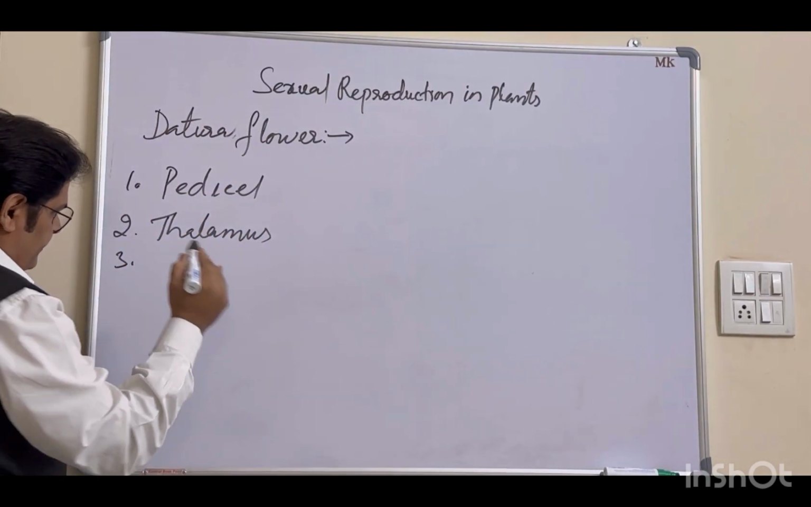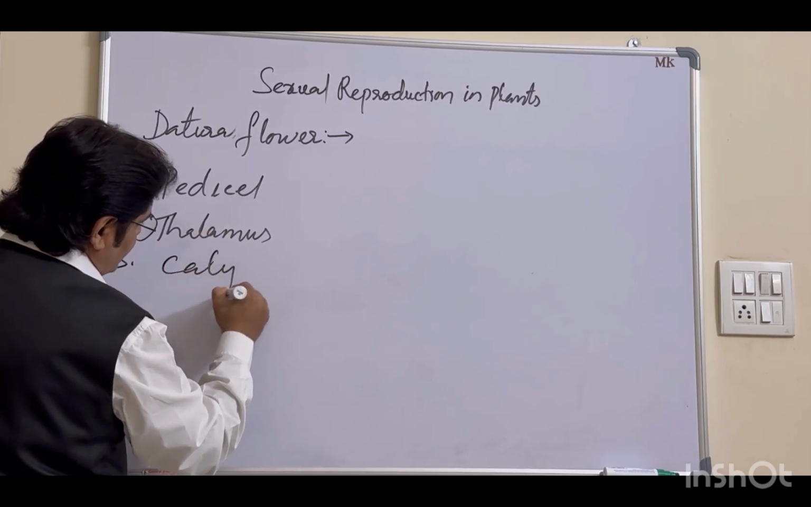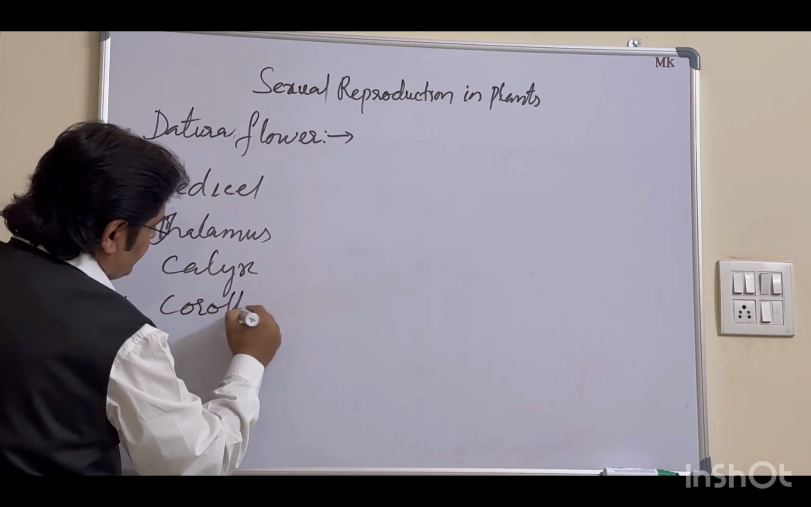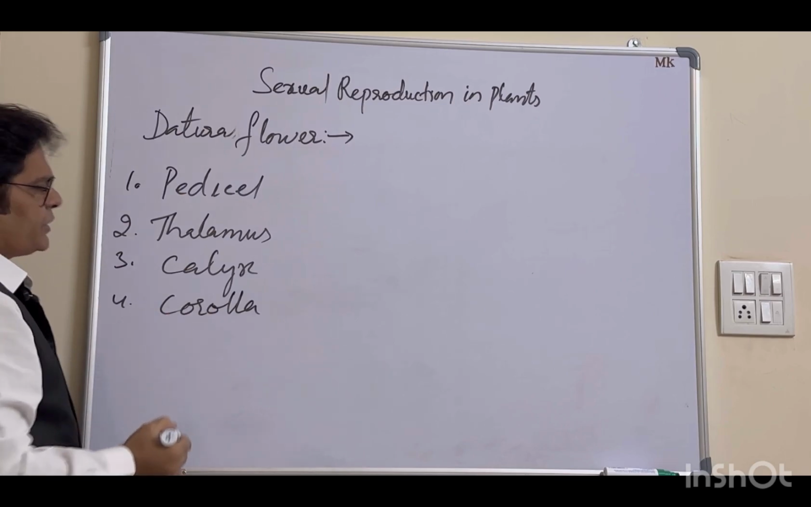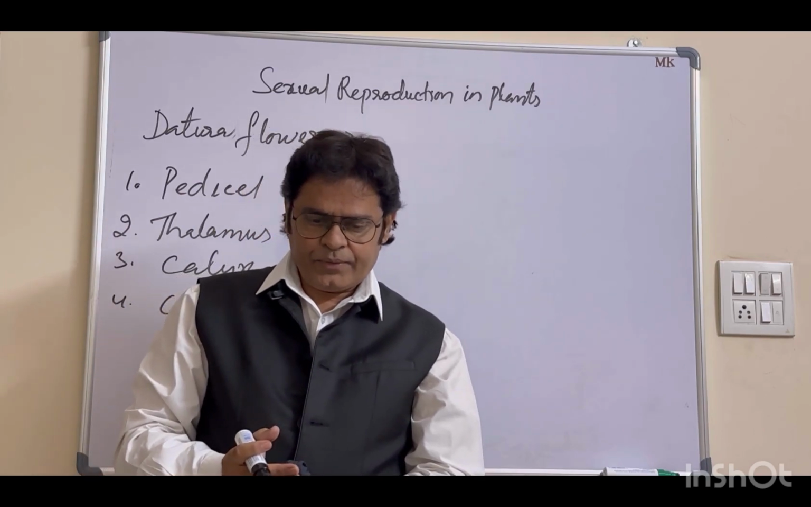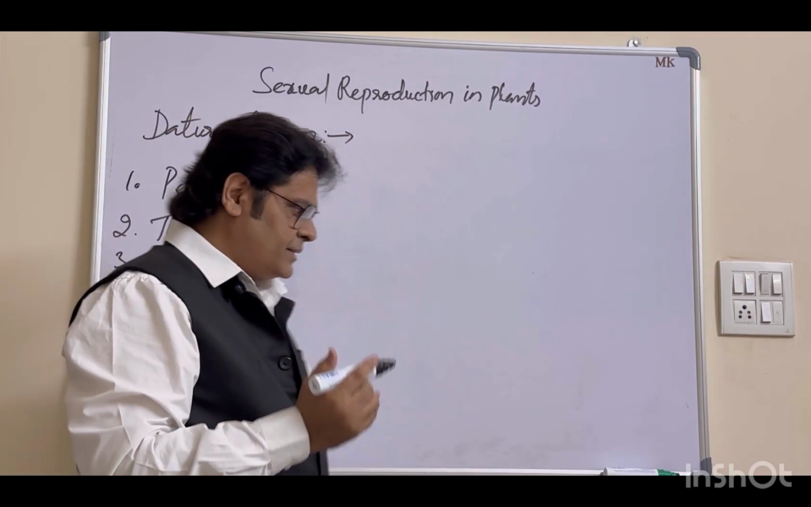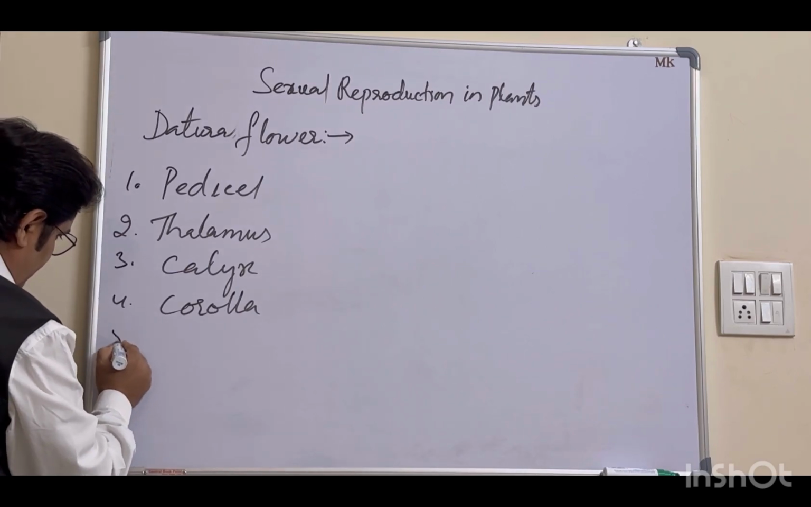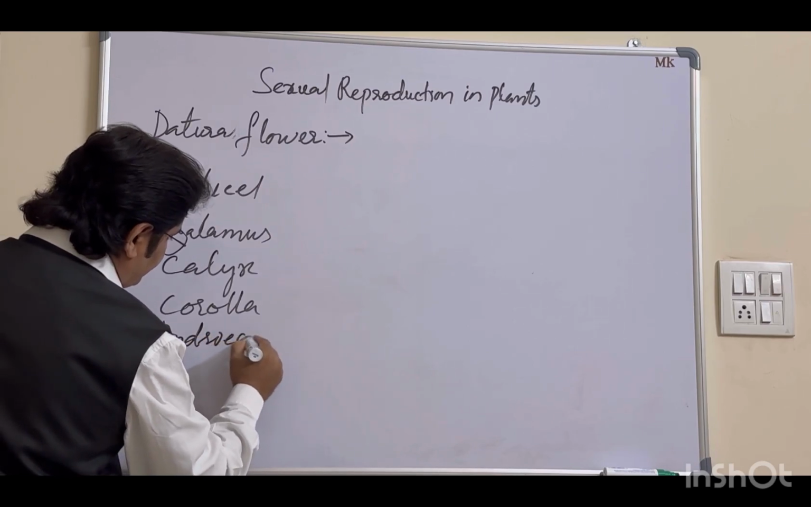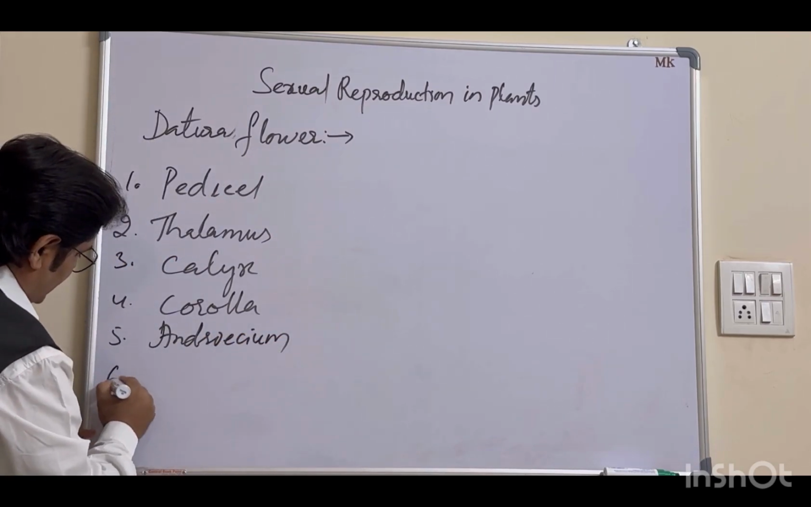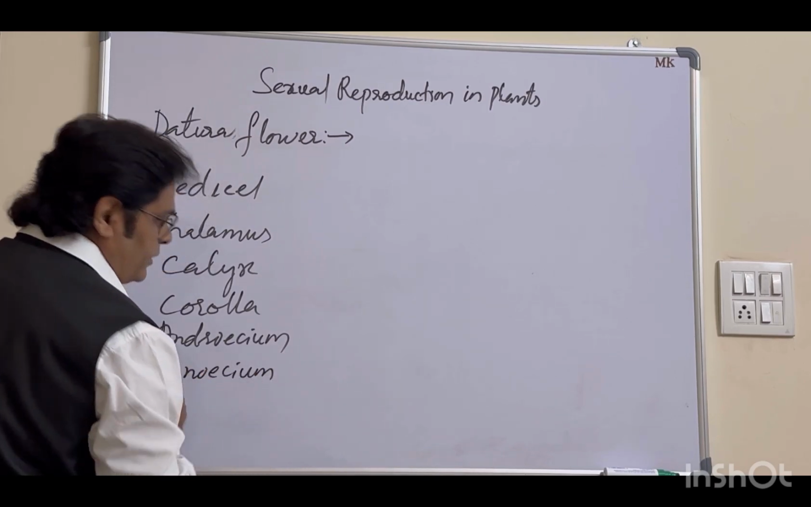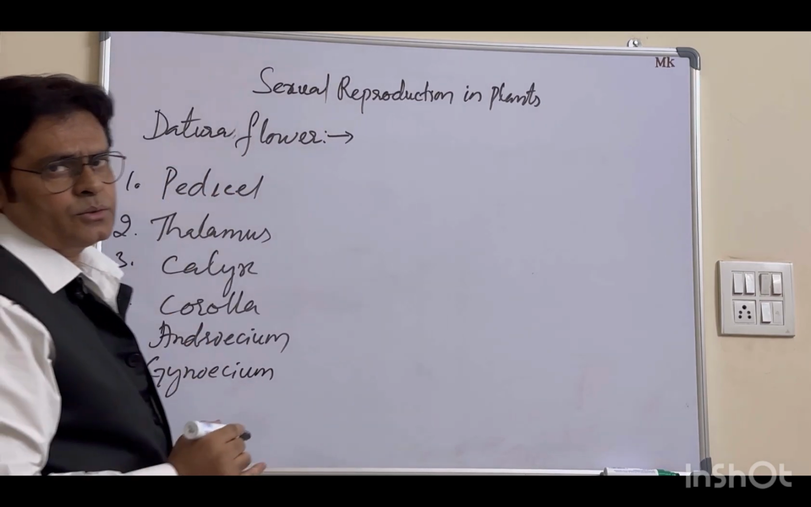Clear? Then thalamus, then calyx, then fourth is the corolla, right? These are the very important parts: pedicel, thalamus, calyx, corolla. Beside this, there are two other important parts. One is called androecium, and the last, sixth one, is the gynoecium, clear? These are the very important parts of the Datura flower.